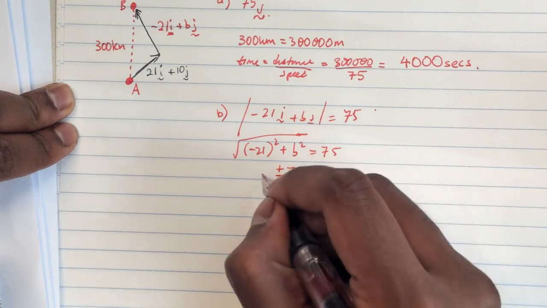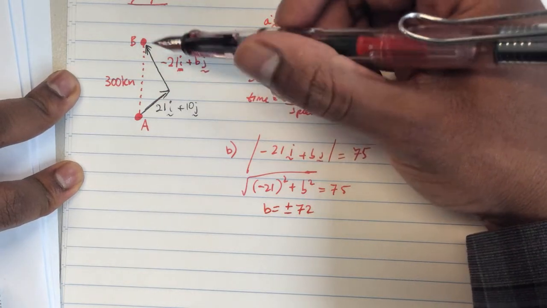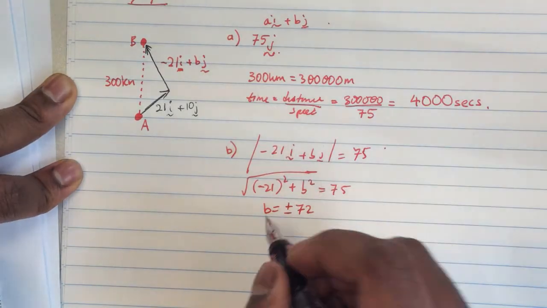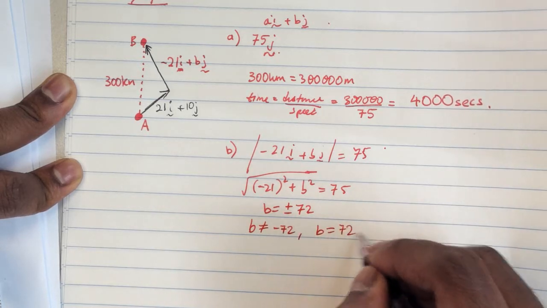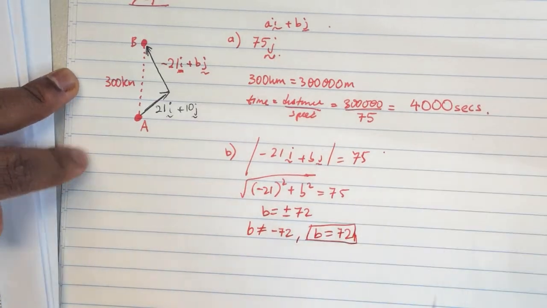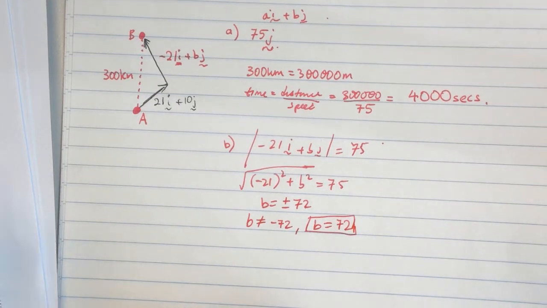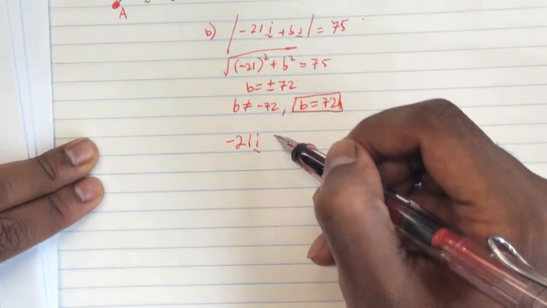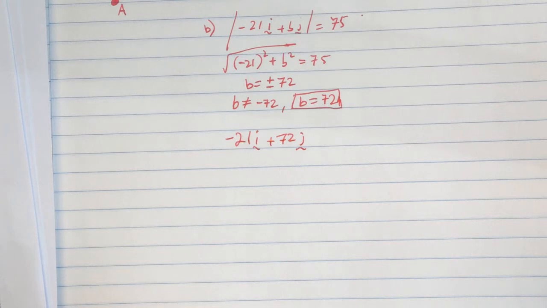Positive or negative 72. Now let's once again look at the diagram. Negative 72 means that it's going down, and we can't go down. We need to go upwards. So this b cannot equal negative 72. Therefore it has to be 72 based on my diagram and the application of the question. So now we have our velocity as negative 21I plus 72J. What now? That's the magnitude of it.